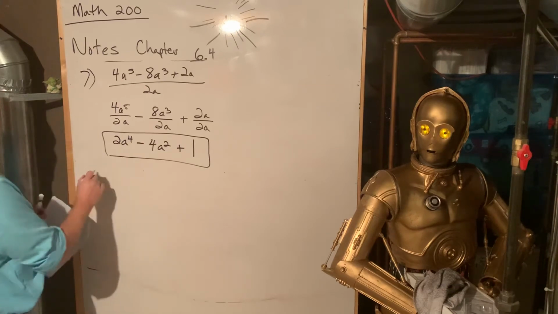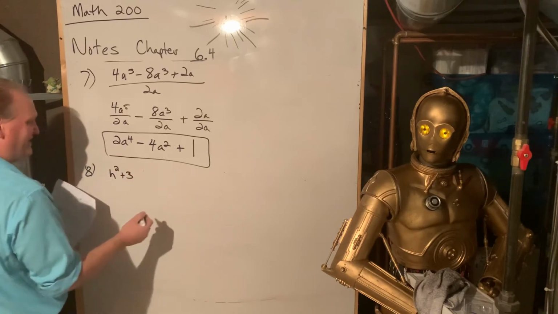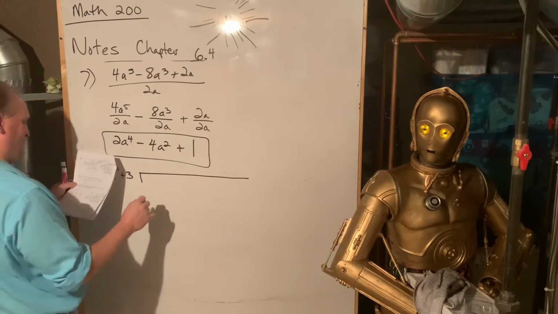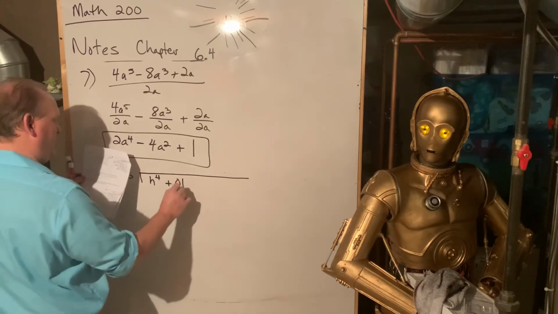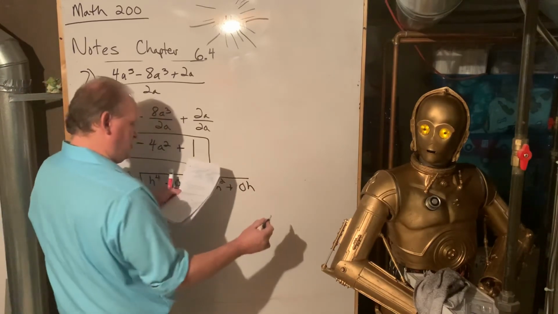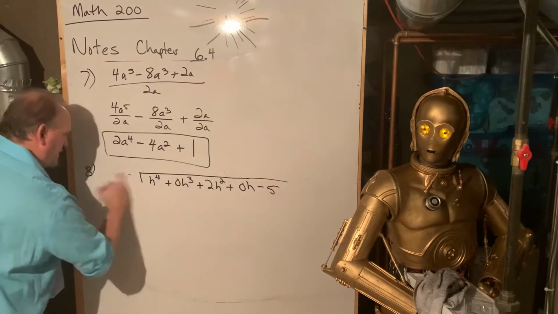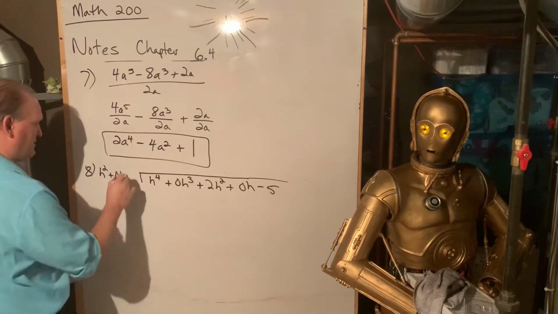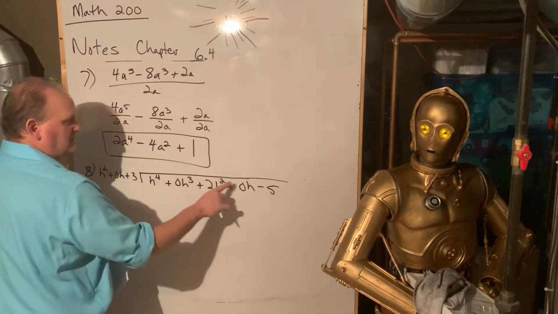All right. And then number 8 is a long division problem. So we have h squared plus 3. And it's a weird one. Of course, it's a weird one. H to the 4th, remember we need strict descending order, so we're going to have to add a 0h cubed plus 2h squared plus 0h and minus 5. And on top of it, it's extra weird because this h squared plus 0h plus 3, I need a placeholder there. It's got to be strict descending order. So 2, 1, nothing. 4, 3, 2, 1, nothing.